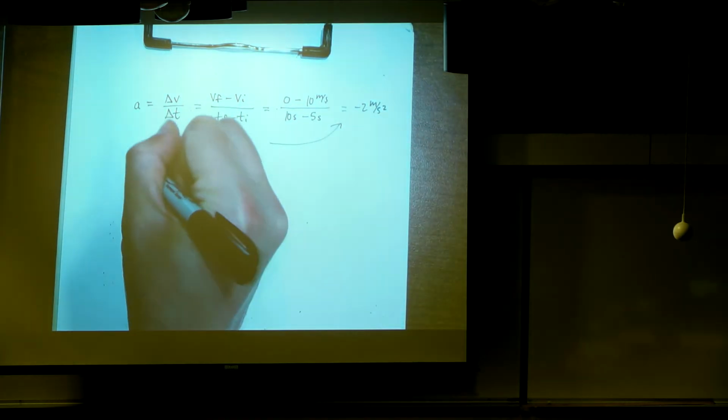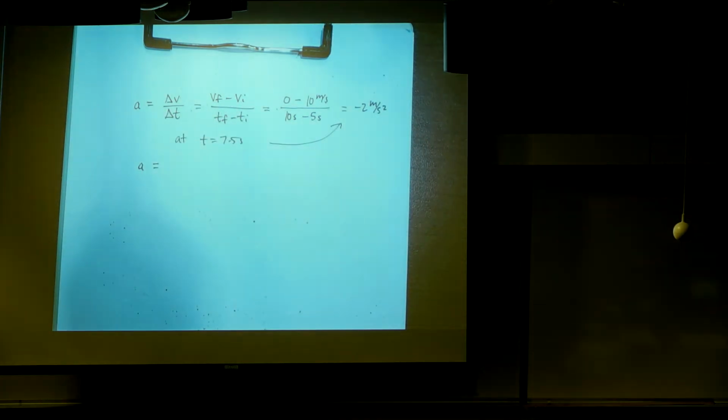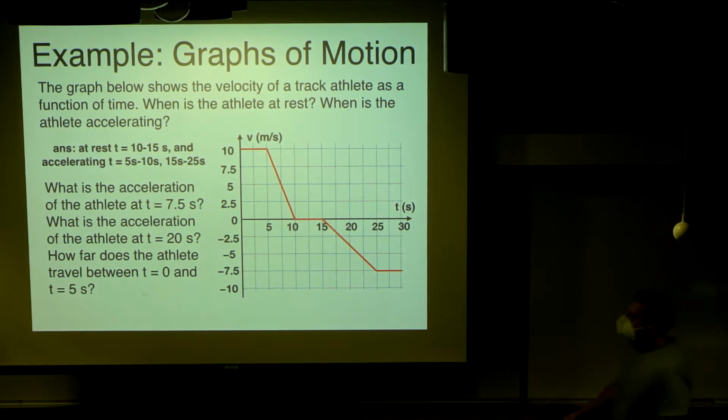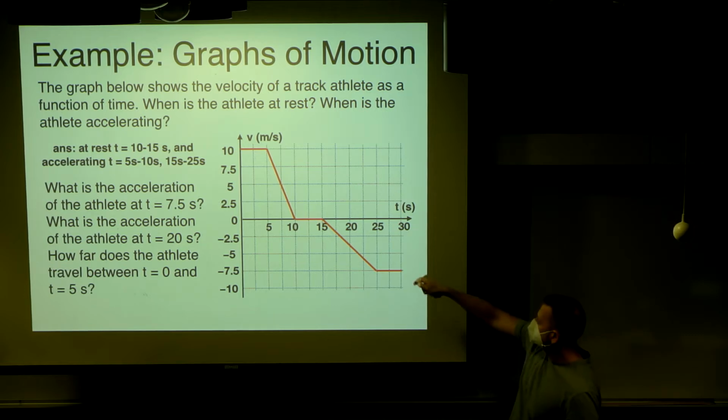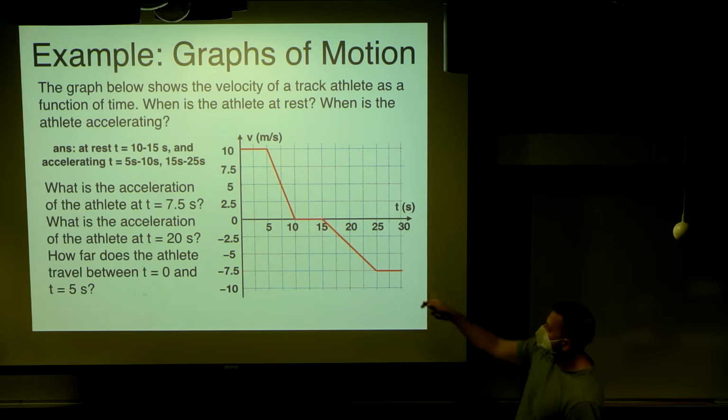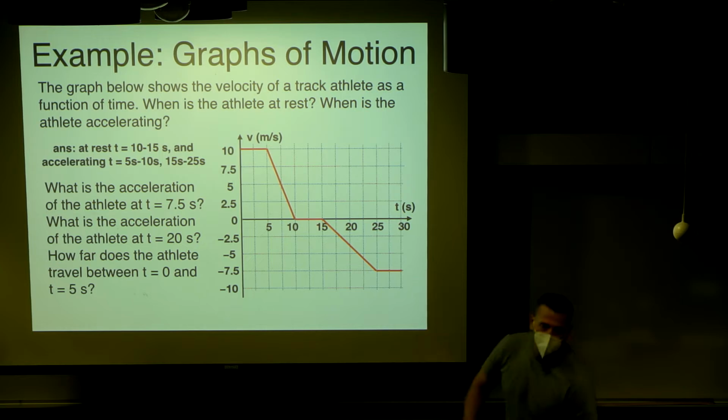So we can do the same exact thing for the other time in question. And I'll just go back to the slide just so we have the data. So for this segment of the motion, what's my final velocity? Where do I end up as far as velocity goes? I end up at negative 7.5 meters per second, and I start at 0. And what's my time interval? It goes from 15 to 25 seconds.